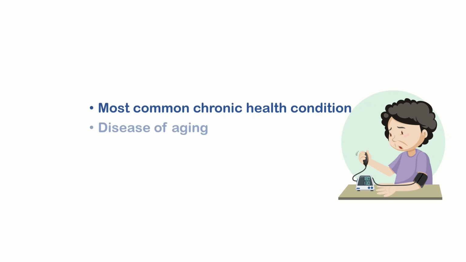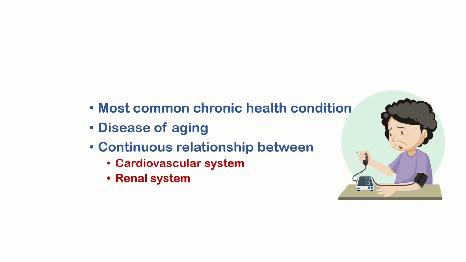It is a disease of aging. This means that hypertension is most commonly seen when people are getting older and older. It is rare in children and adolescents, and a diagnosis in those under 30 years needs careful evaluation. Also, it shows a continuous relationship between the cardiovascular system and the renal system.